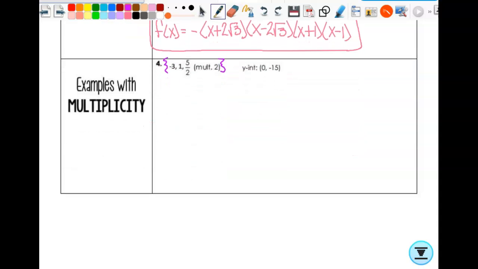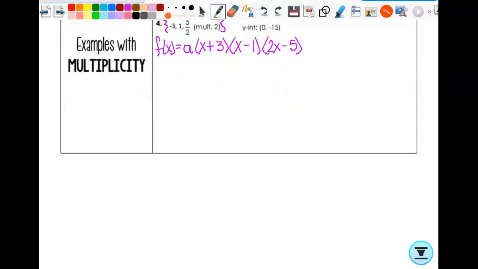And I have multiplicity in these, so I can start off with f of x equals a times, this negative 3 gives me x what? Plus 3. Then I would have x minus 1. 5 halves would give me what? 2x minus 5, right? Okay, so then I have multiplicity there, and the multiplicity is on the 5 halves, so my multiplicity of 2, I put my exponent of 2 on there. Which means on the graph, what would happen there? A bounce, okay, which means it would be tangent. Which is not what this question's asking, but we still need to know that.